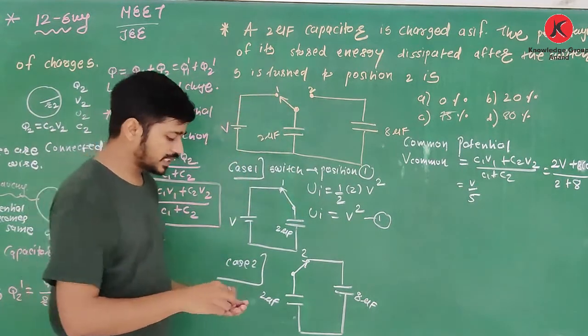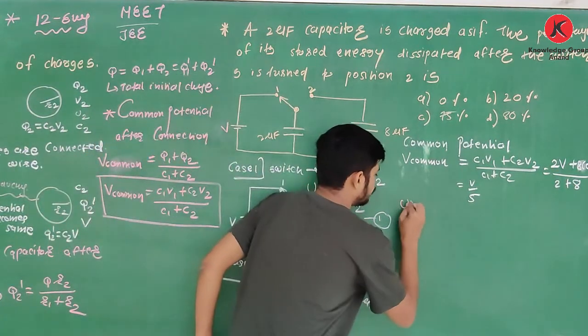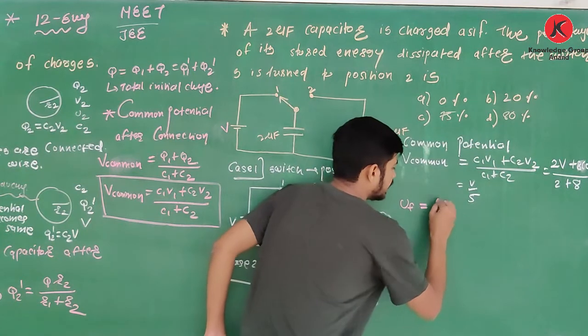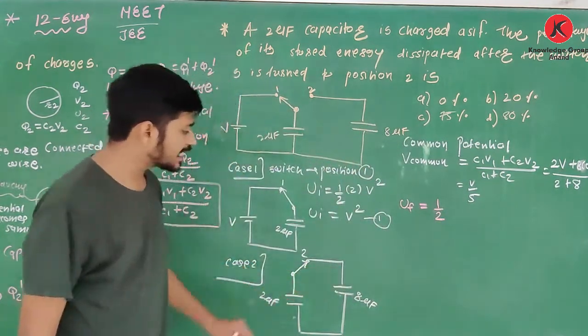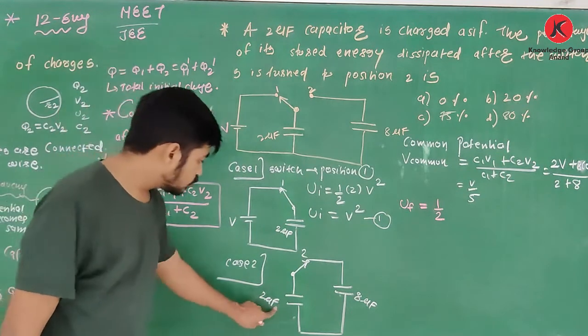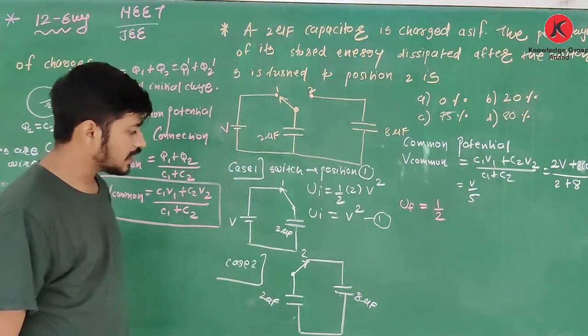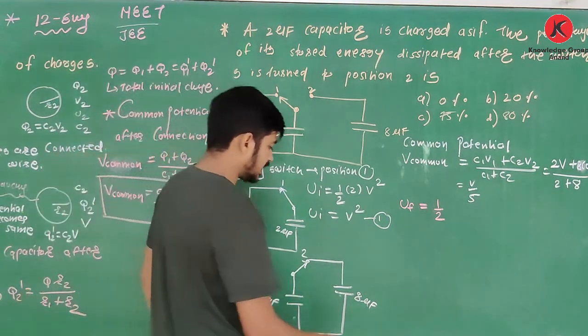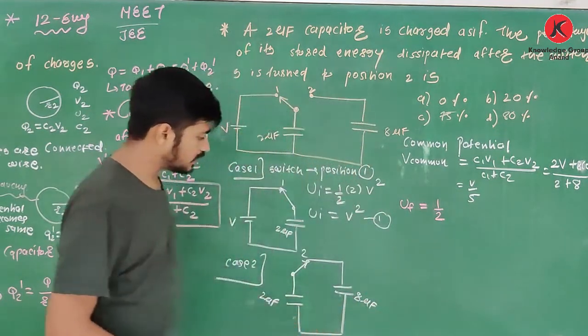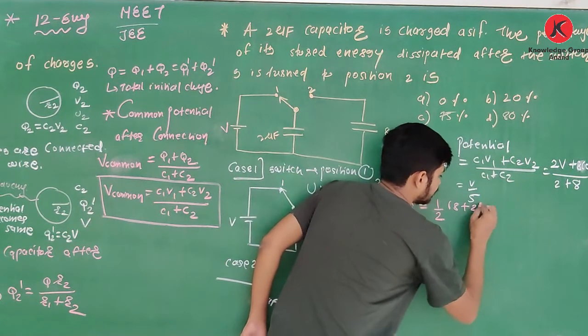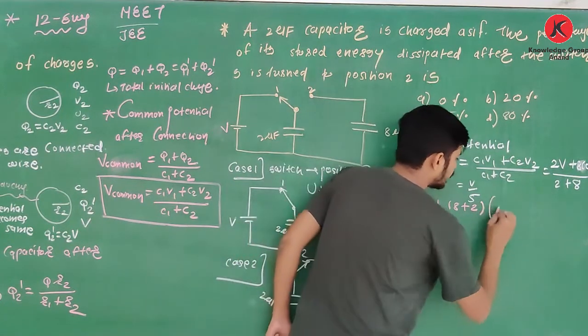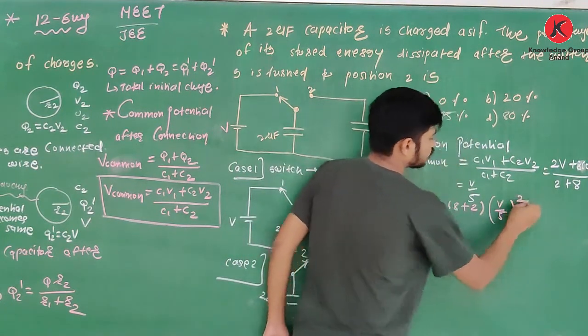Now, what is the final energy? Final energy UF is equal to half C equivalent V square. These two capacitors are in parallel connection. So their equivalent capacitance is 8 plus 2. And what is V? Common potential is V by 5.